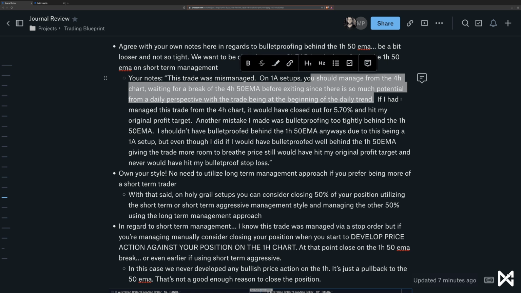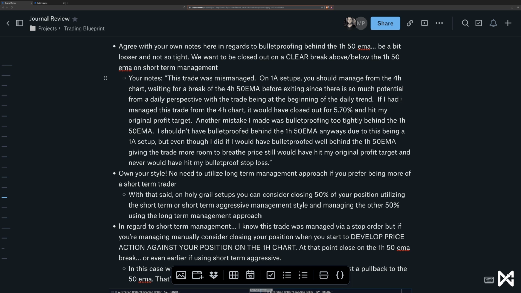You do not have to manage on 4 hour time frames. That can be a choice that you make, that whenever you take a swing position, you manage it on a 4 hour chart. But this trader is a day trader, right? So he does not necessarily even need to use the 4 hour management. He can just stick to a 1 hour 50, short-term management. If I had managed this trade from the 4 hour chart, it would have closed out for 5.7% and hit my original profit target. Good, right?